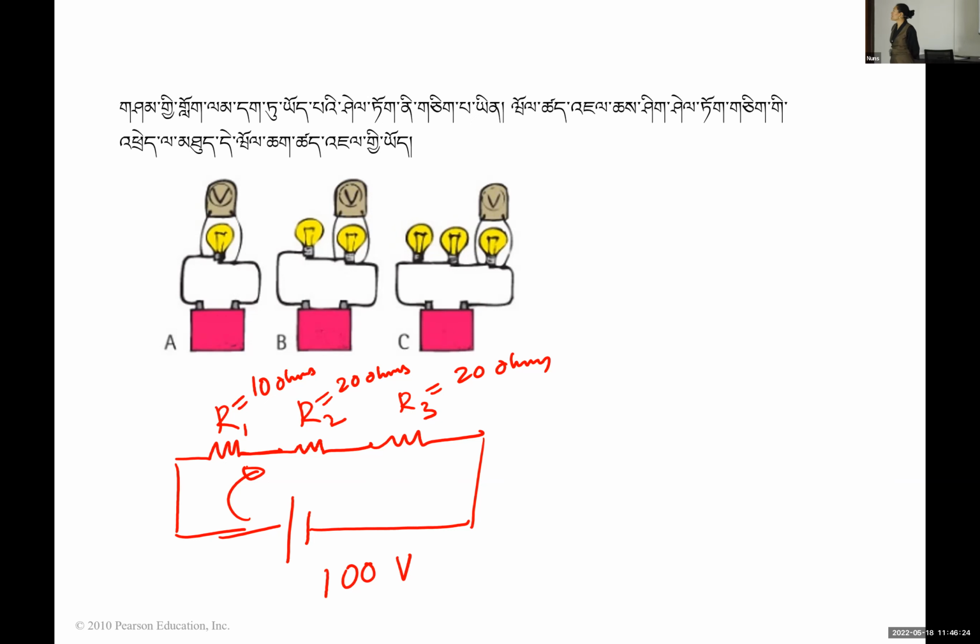50. 50 for what? 50 what? Amps. Okay, 50 amps. Let's see if that is correct.